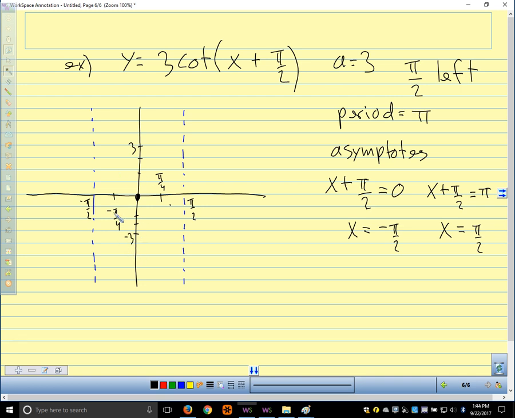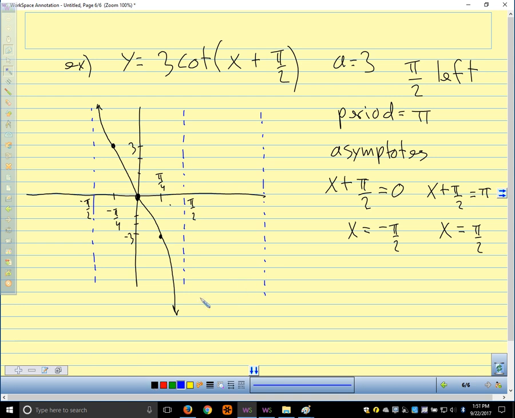And we want it to go downhill now. We want it to be decreasing. So my point here is going to be there, and my point here is going to be down here. And then I just make a nice smooth curve between the two asymptotes. And there would be one branch of that cotangent function, one period. And if I wanted to sketch another period, I would shift all of these points over by one period.